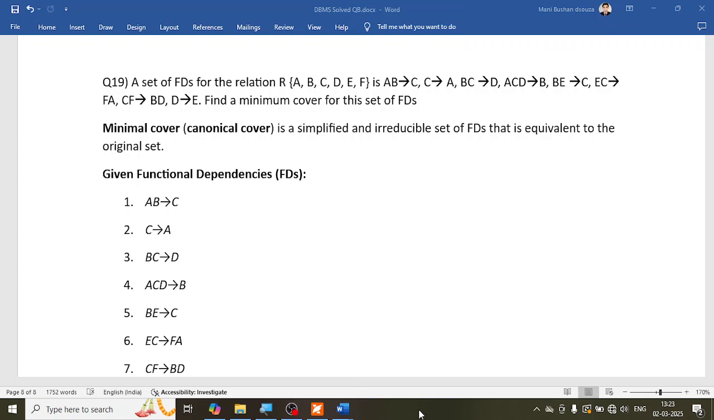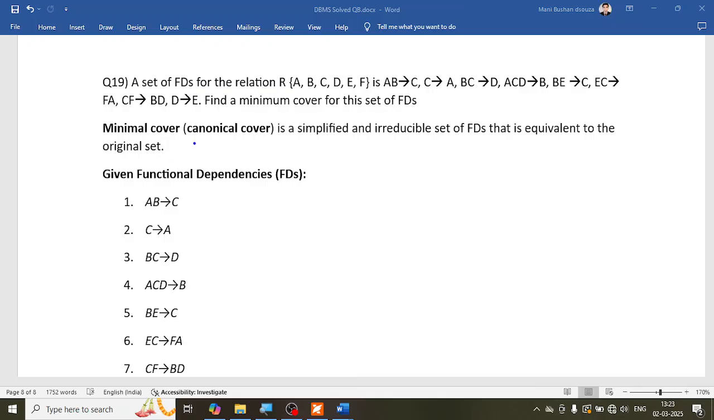Let us solve question number 19 that is given in the question bank of data structure. The question is as follows. A set of functional dependencies for the relation R containing the attributes A, B, C, D, E, F is given, and we are supposed to find the minimum cover for this set of functional dependencies.